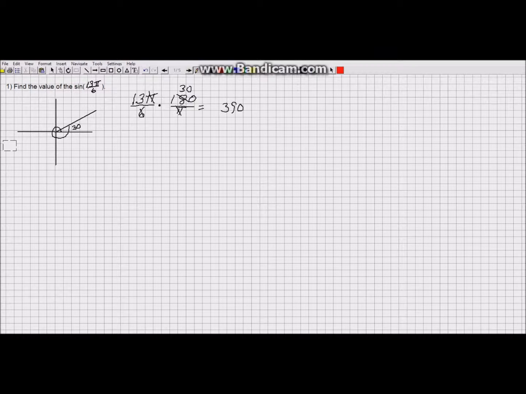My triangle becomes a 30, 60, 90 when I drop the perpendicular to the x-axis. The hypotenuse is 1, opposite 30 is 1/2, opposite 60 is square root of 3 over 2. With this triangle, I can now find the sine of 13 pi over 6. It would be the opposite side over the hypotenuse. The opposite side is 1/2, and the hypotenuse is 1, so I get 1/2.